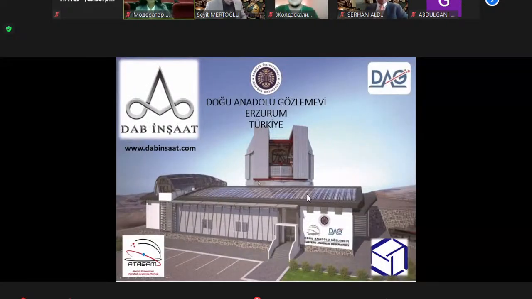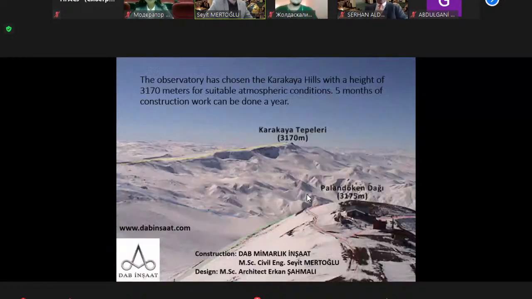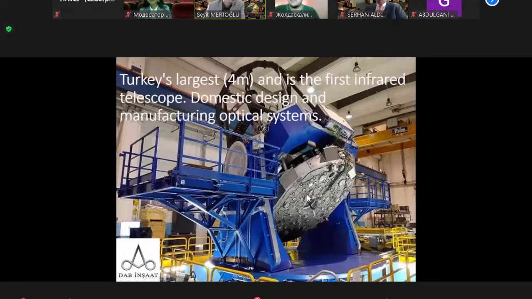I greet all participants. The observatory has chosen the Canakkale Hills with a height of 3,170 meters for suitable atmospheric conditions. Five months of construction work can be done a year. It is Turkey's largest and first infrared telescope, with domestic design and manufacturing of optical systems.